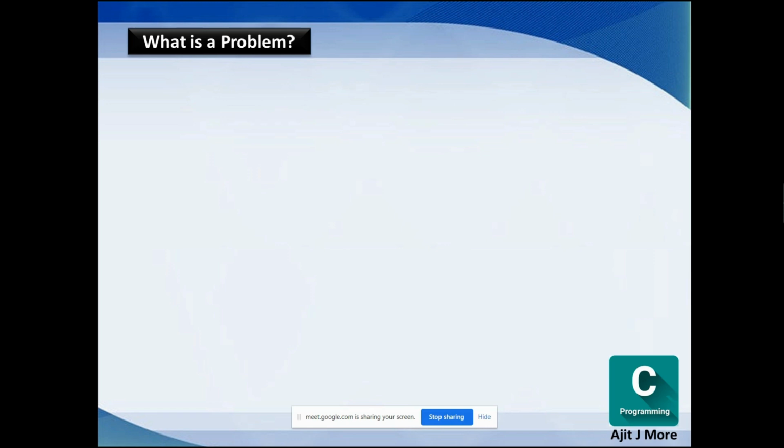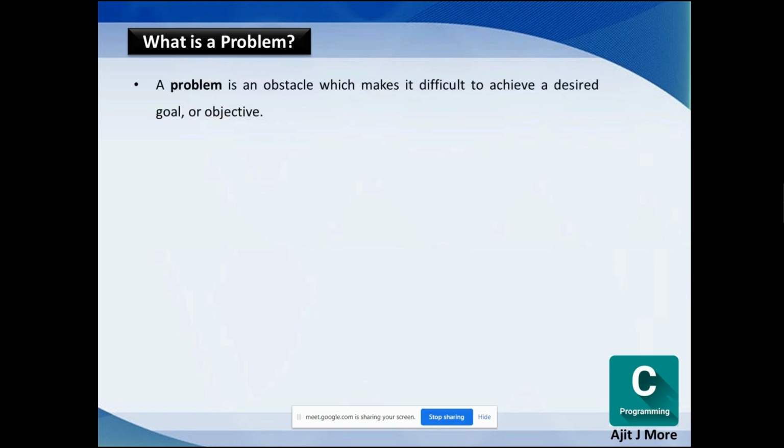After getting the result, we'll say we have solved that hurdle. So what is a problem? A problem is an obstacle. Very appropriate word Astik has used. So you can say a problem is an obstacle which makes it difficult to achieve our goal or our objective, whatever our objective is.